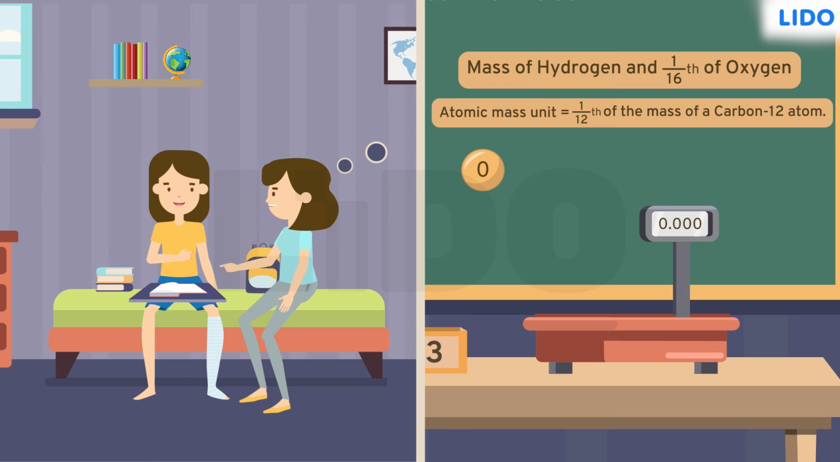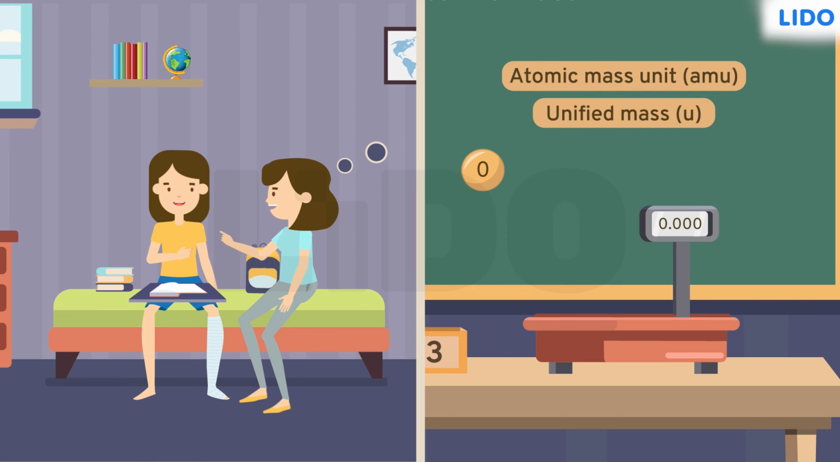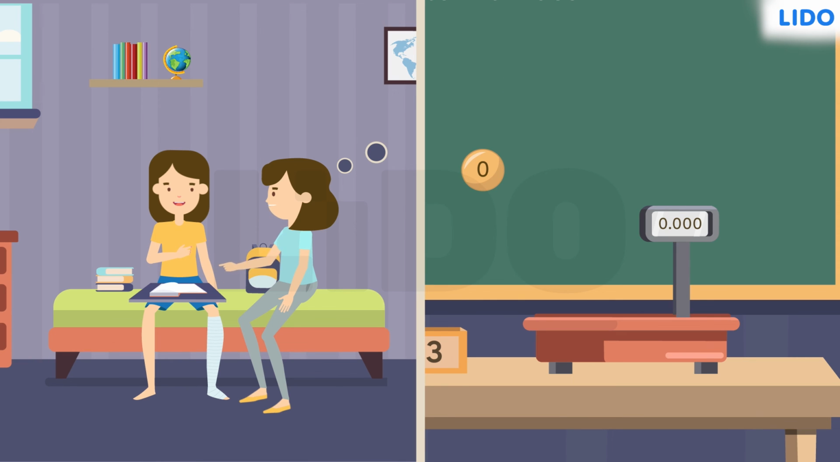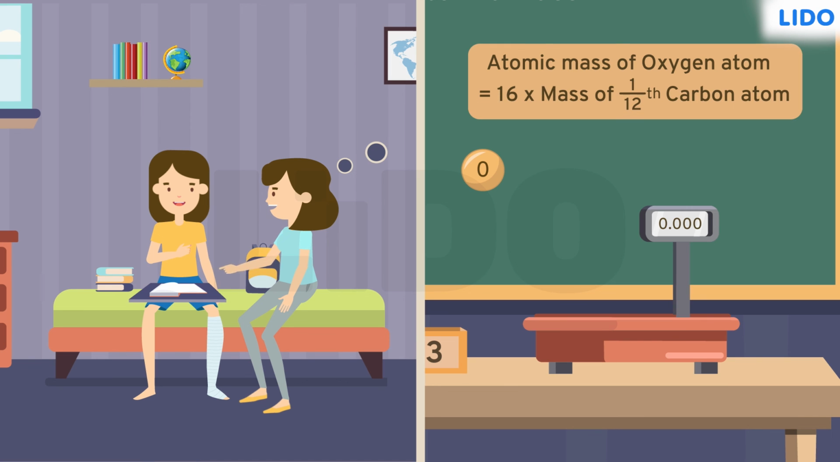Relative masses of all other atoms are defined in terms of the atomic mass unit, or AMU. This unit is now renamed as U, that stands for unified mass. For example, the mass of oxygen was found to be 16 times the mass of 1/12 of carbon-12. Therefore, its atomic mass is taken as 16U."